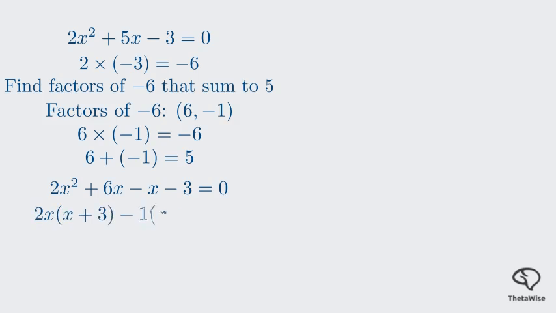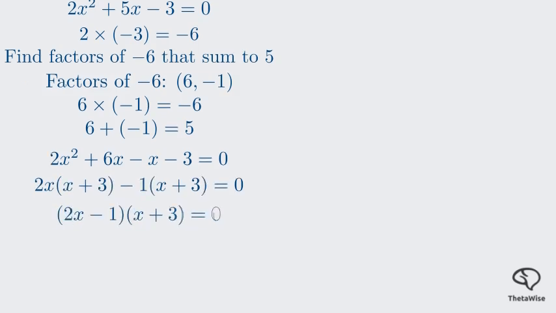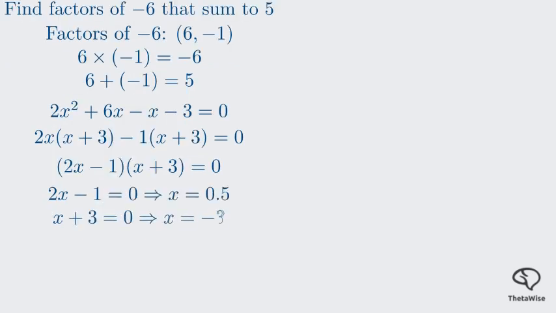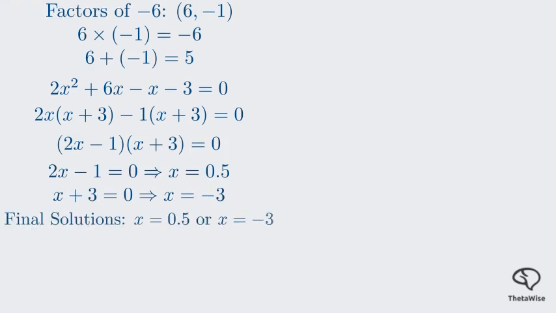Then we factor out common terms from each pair. This simplifies to the product of two brackets, 2x minus 1 and x plus 3. Setting each bracket to 0 gives us our final answers. So, our final solutions are x equals 0.5 or x equals negative 3. We have now mastered solving by factorization.